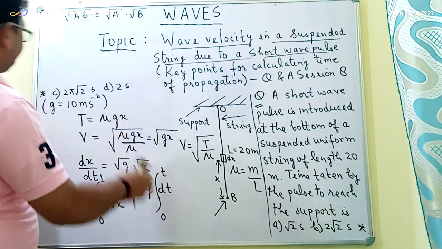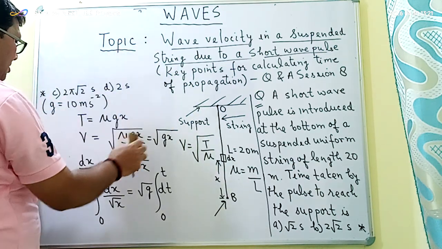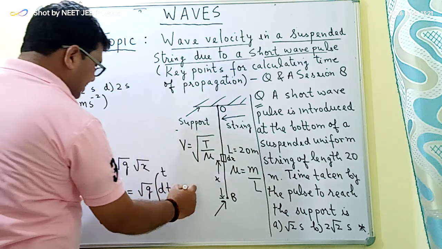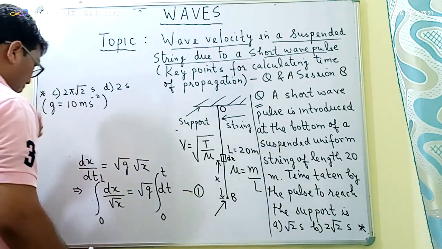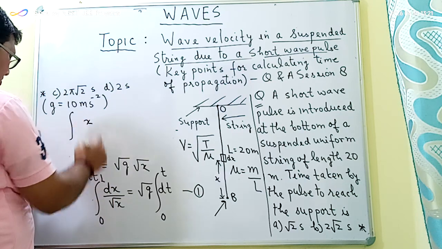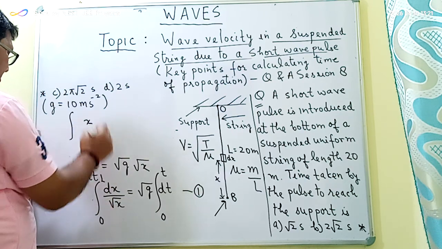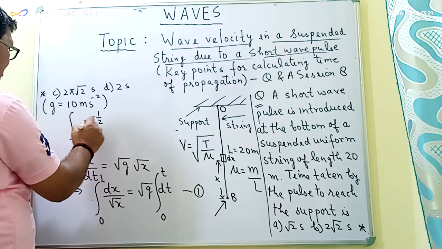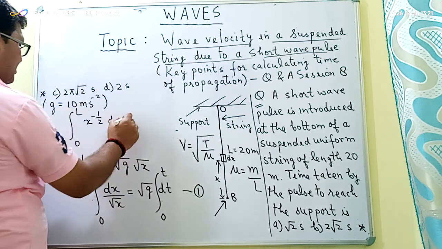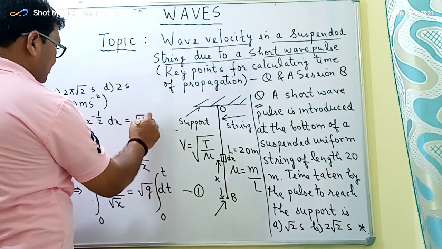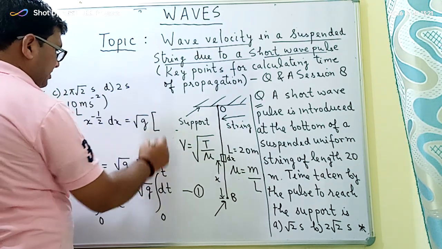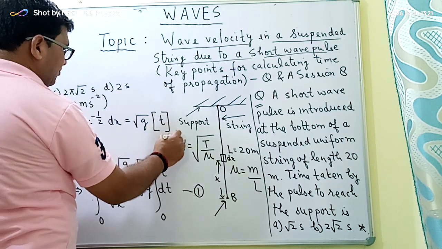Let us take this as equation number 1. From this equation number 1, this can further be written as integration of x to the power minus 1 by 2 dx within the limits of 0 to L, and this is equal to root g, and the integration of dt will be equal to t, with the limits from 0 to t.